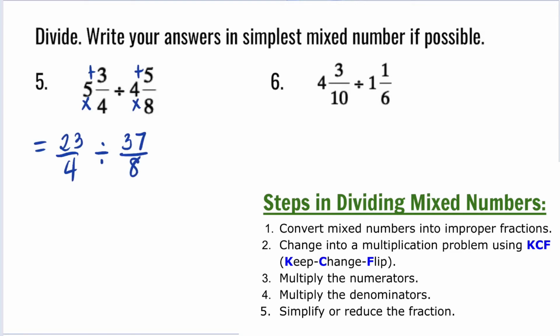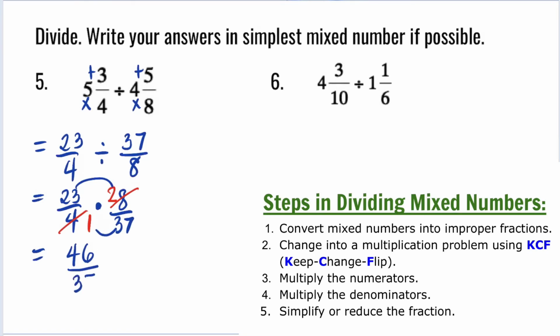Now let's change this into a multiplication problem using KCF. We keep the first fraction 23 over 4. We change division to multiplication. And we flip the second fraction 37 over 8, making it 8 over 37. In this problem, we can reduce the fraction 8 over 4, and that is 2 over 1. So now we multiply the numerators 23 times 2, and that is 46. Multiplying 1 and 37, we have 37.